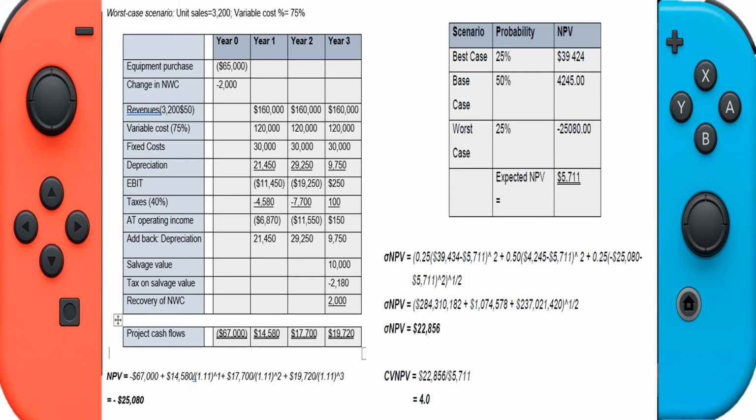Using the sum of the net present values of all three cases, which is 39,434, 4,245, and negative 25,080, which totals to an expected net present value of 5,711. As for the standard deviation, it resulted in 22,856 with a 4.0 coefficient of variation.